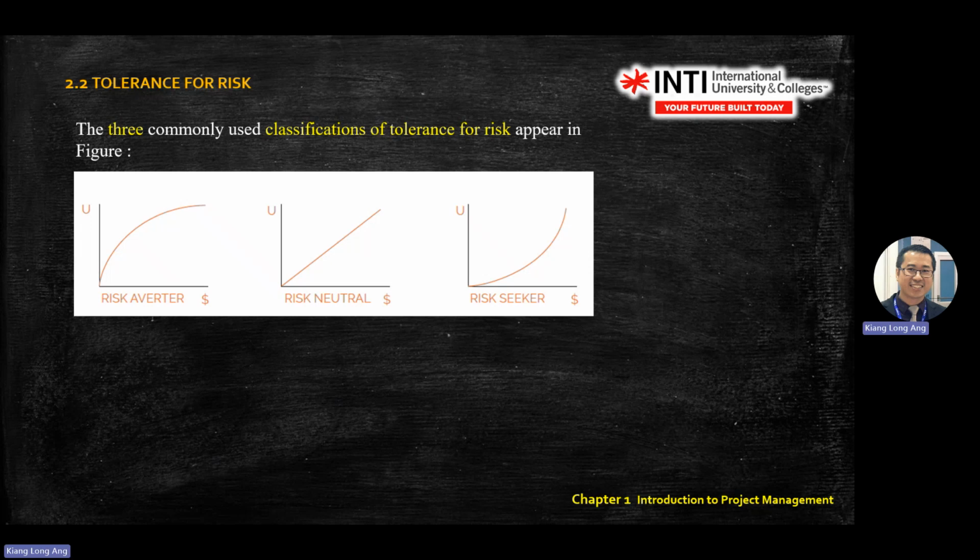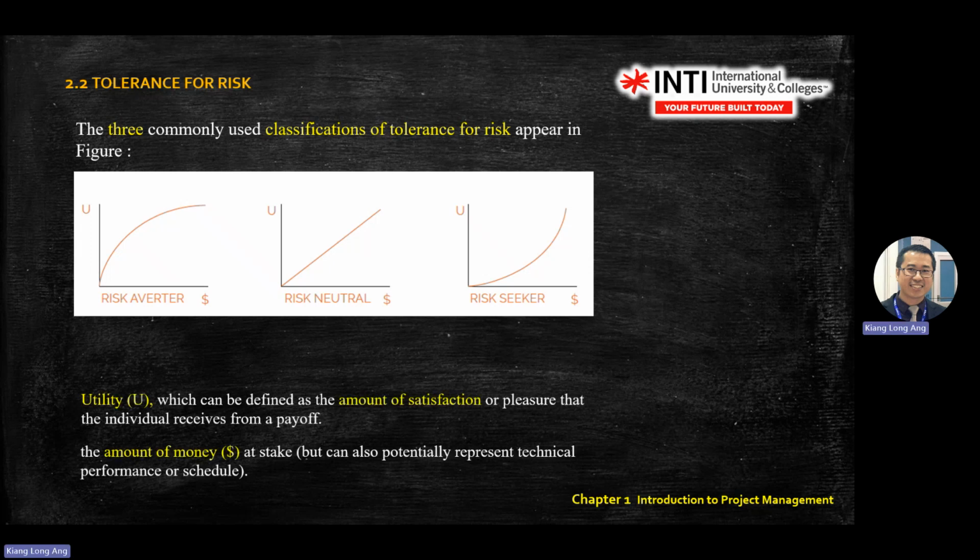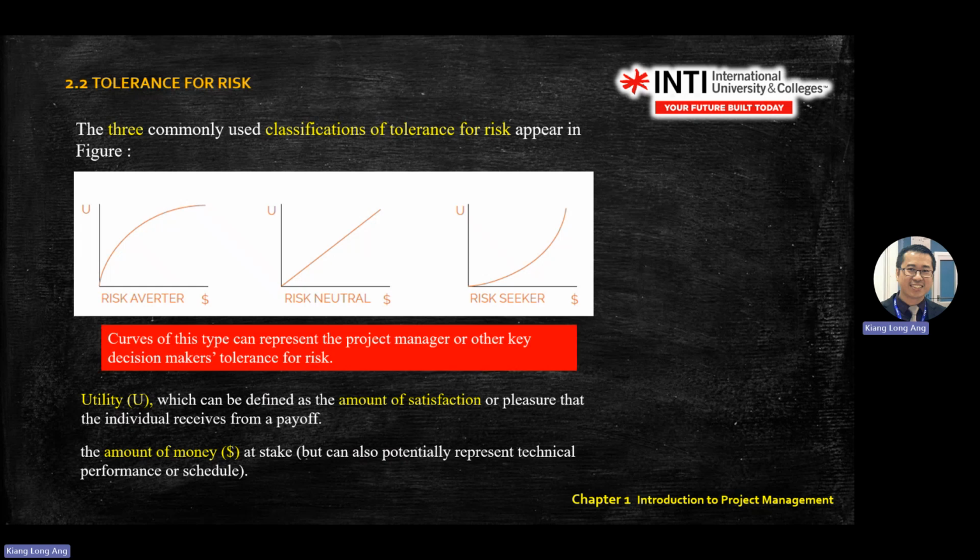So for the first one, you see the x-axis and the y-axis: money, and the U is the utility, the amount of satisfaction. The y-axis is the amount of satisfaction or pleasure that an individual receives from a payoff. And the x-axis is the amount of money, but can potentially represent technical performance or schedule. So the first profile is risk averter, the second one is risk neutral, the last one is a risk seeker. What does it mean? It means how project managers tolerate risk when they make decisions.